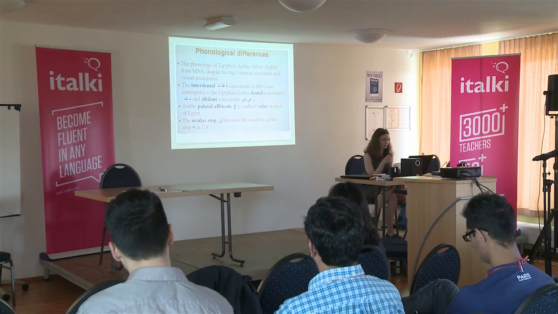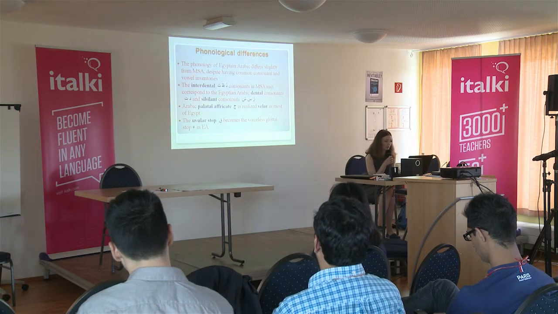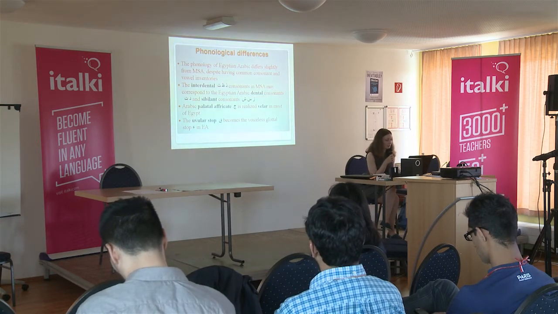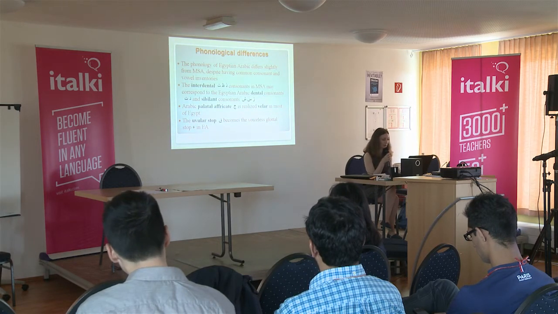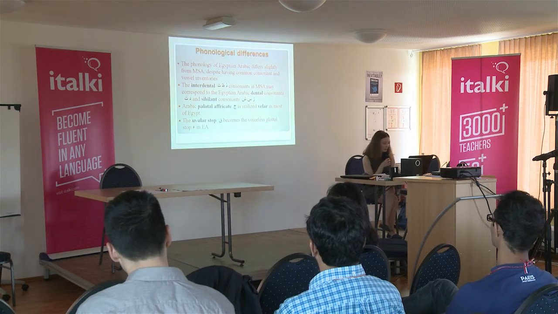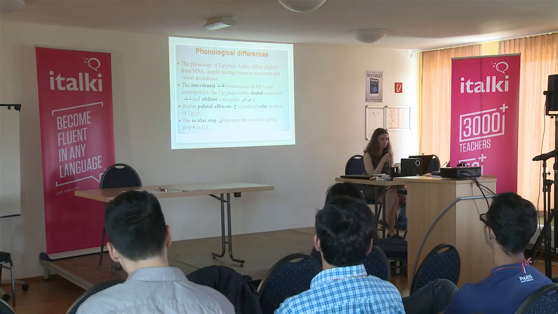Concerning phonological differences, the phonology of Egyptian Arabic differs slightly from Modern Standard Arabic, despite having common consonant and vowel inventories. The interdental dhal, dha, tha consonants in MSA may correspond to the Egyptian dental consonants da and ta, and sibilant consonants zay, sin, shin. The Arabic palatal affricate jim is realized as a velar in most of Egypt, and the uvular stop qaf becomes the voiceless glottal stop hamza in Egyptian Arabic.